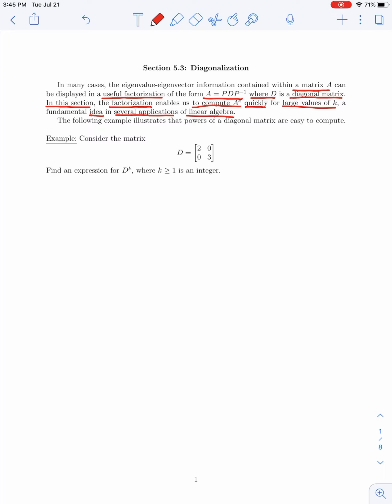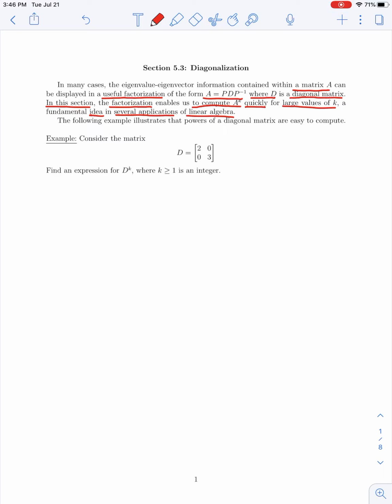theme or a common problem in applications is to determine A to some large power, say A to the 100th. And in general, to perform those sort of calculations directly would take a lot of time. But the idea is if we can find the eigenvalues and eigenvectors of our matrix, we might be able to express it in this factorization, P, D, P inverse, which will then allow us to find A to large powers much more quickly. So to motivate the idea, let's consider the following example.